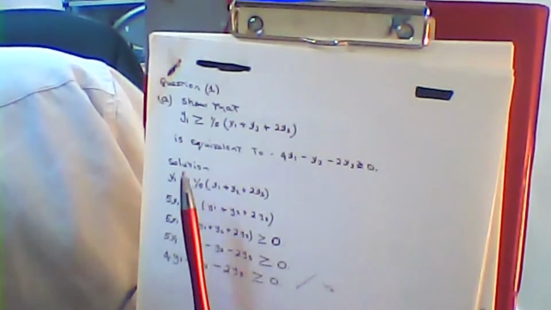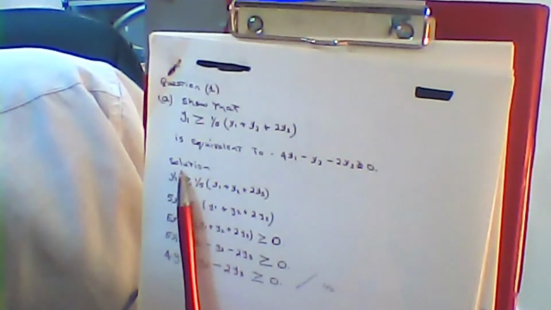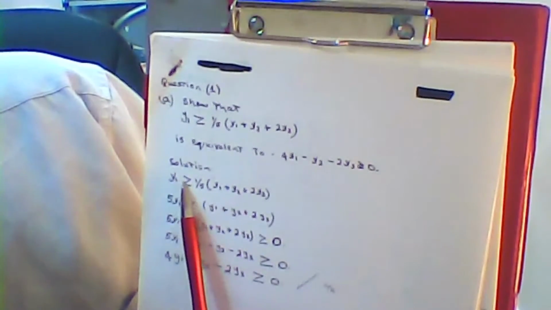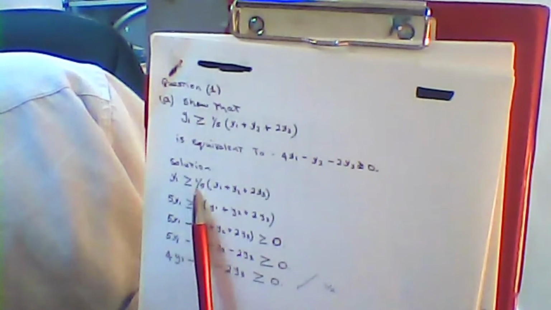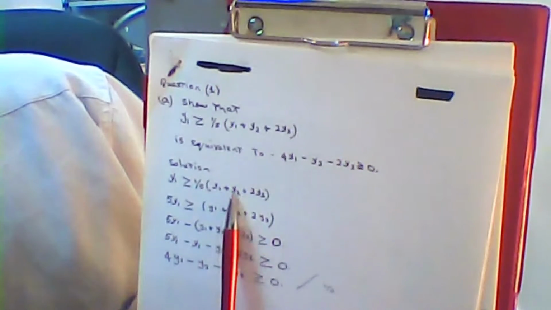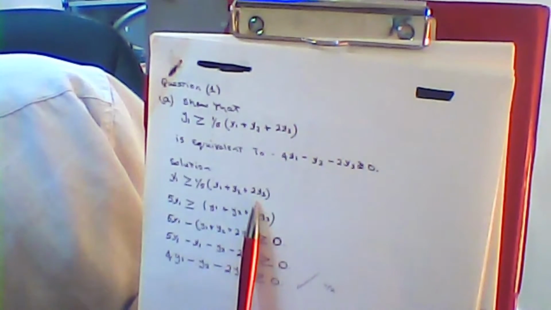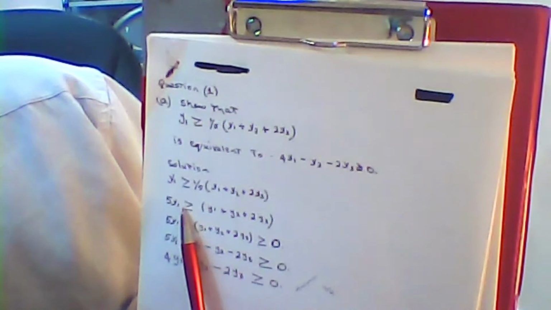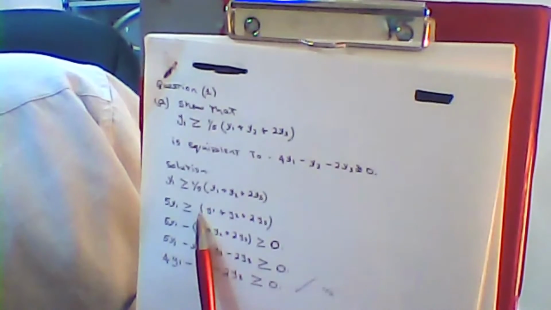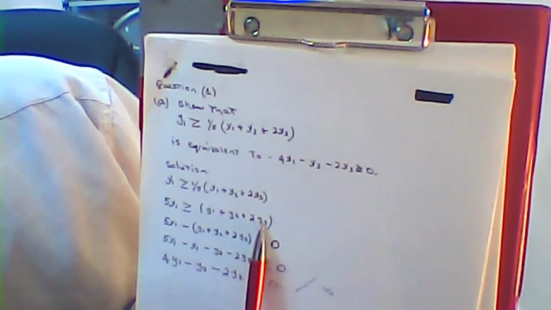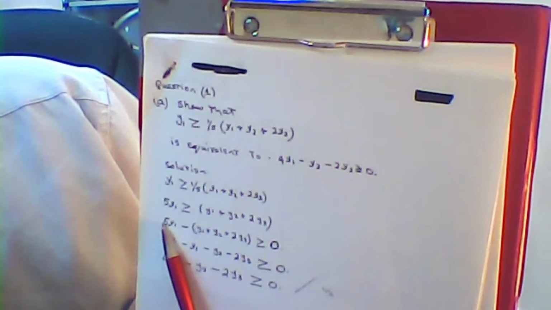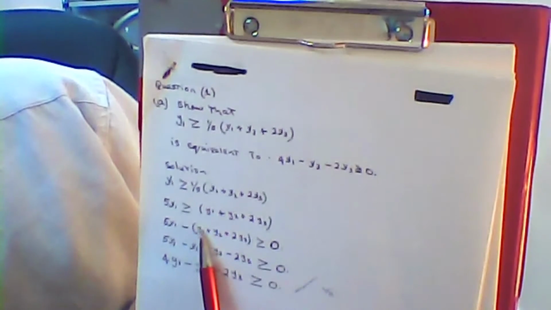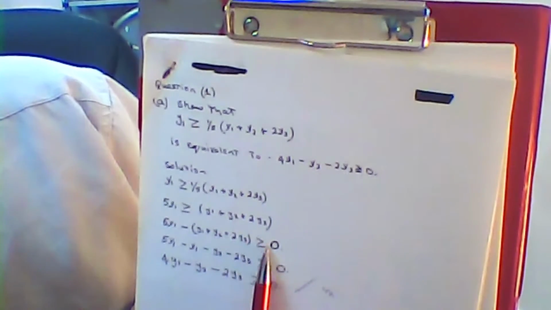Okay. Now let's look at the solution. y1 is greater than or equal to 1 over 5, open brackets, y1 plus y2 plus 2y3. So 5y1 equals open brackets y1 plus y2 plus 2y3 close brackets. Okay. Now here we have 5y1 minus open brackets y1 plus y2 plus 2y3 equals 0.